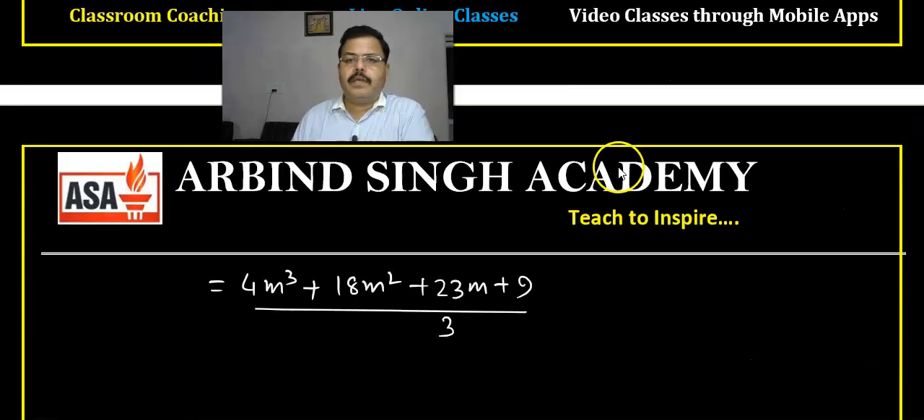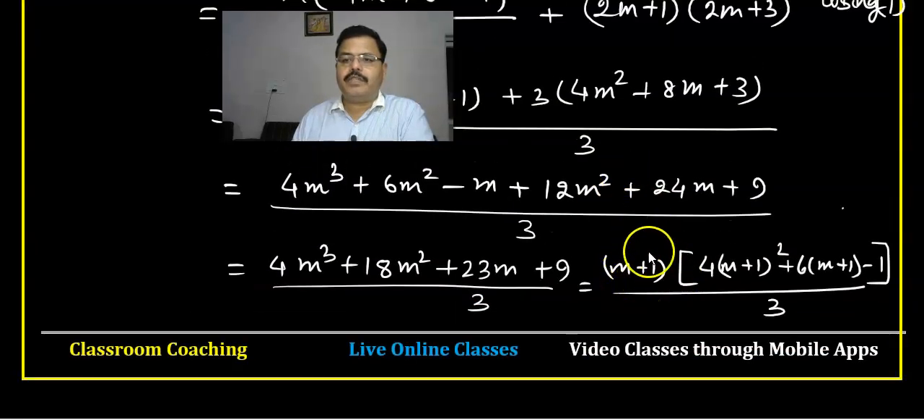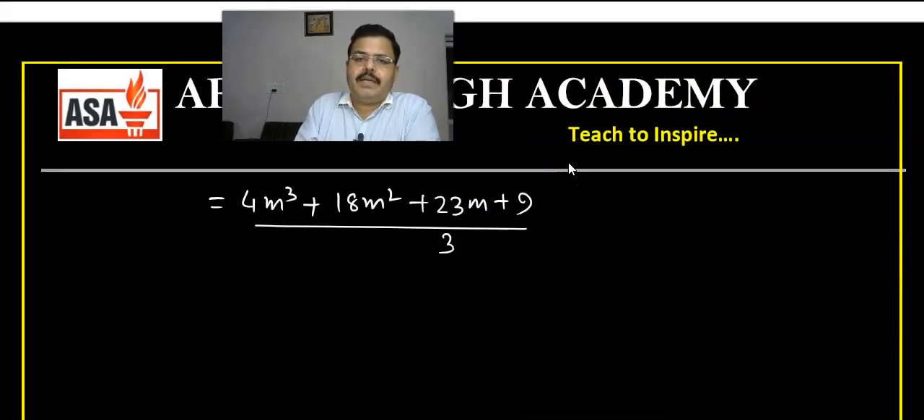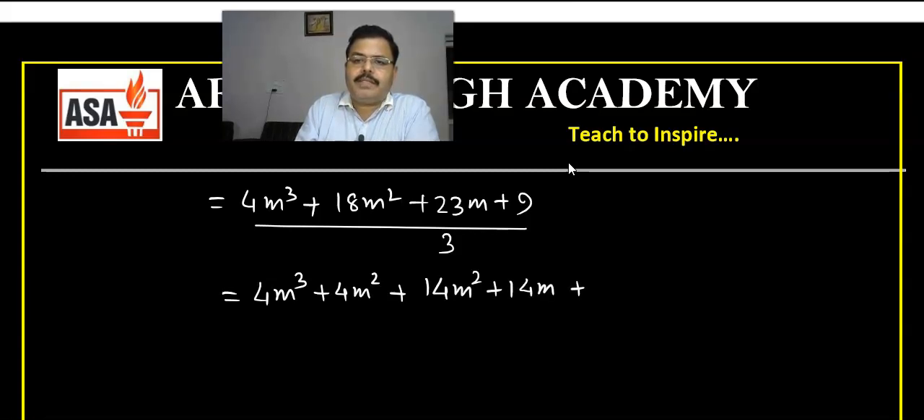Let me check. If you want to show it, then m plus 1 should be a factor. And that is why conveniently you can write it broken up like that. Let me write 4m cube plus 4m square plus, what is left? 14m square plus 14m plus 9m plus 9, whole divided by 3.